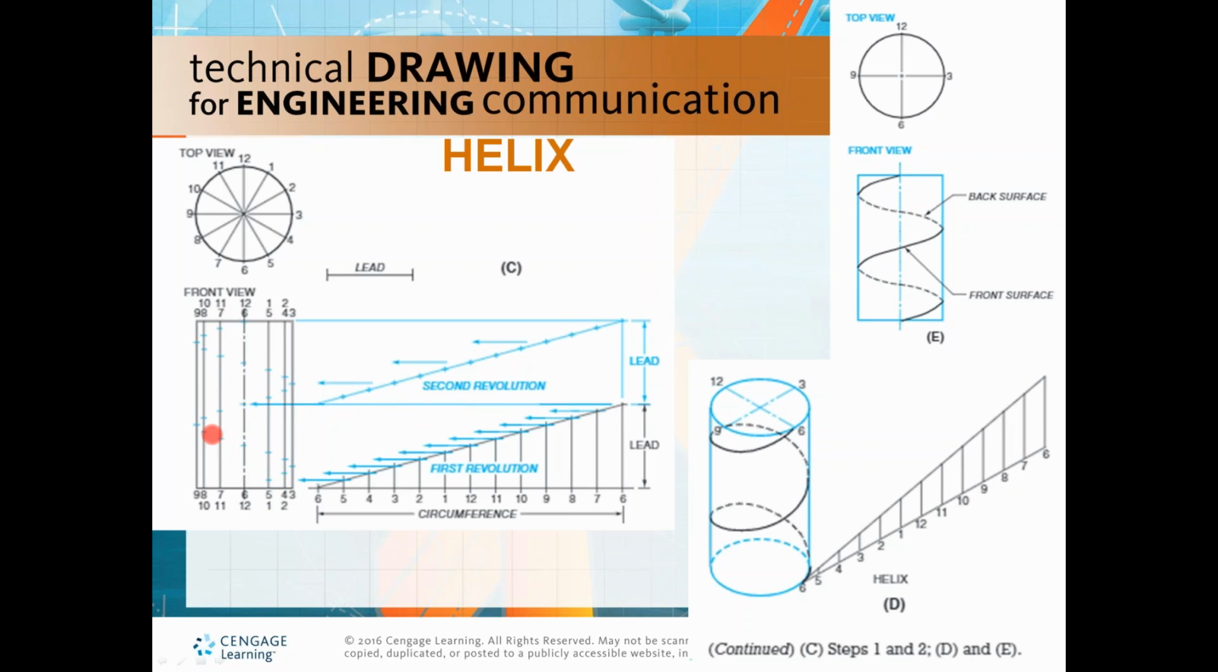Once you establish all these points, now you use the irregular curve and connect them. When you connect them, make sure which one is visible and which one is not. The one that is visible, make it solid. The one that is not, make it dashed. So you're going to start here, solid, dash, solid, dash, solid.